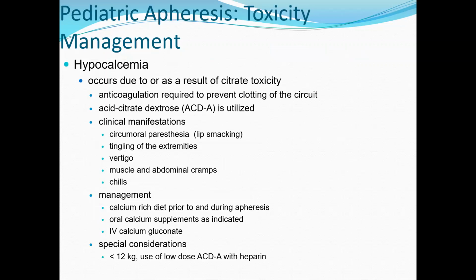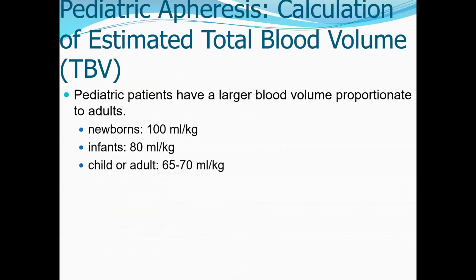So pediatric apheresis toxicity management: they will have hypocalcemia, they will have low potassium, and the management will be to give calcium because of the hypocalcemia. So we may require a calcium-rich diet after the procedure, during the procedure, and an oral calcium supplement as indicated, or we may need IV calcium gluconate. The special concentration is 12 kg used for the low dose of ACD-A with the heparin.